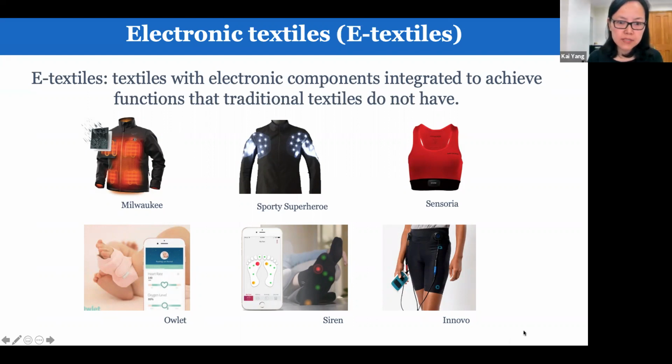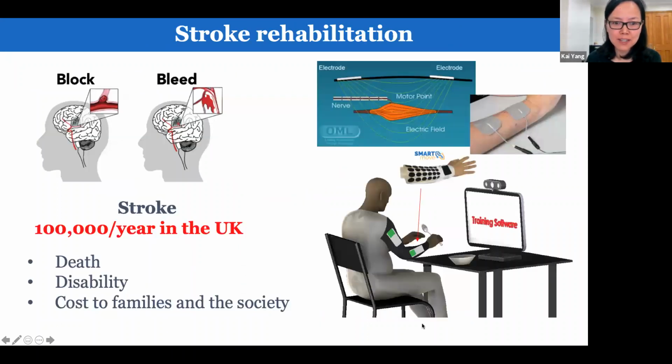So here are some examples. For example, this heating jacket and clothing that can light up, and those with the sensor clipped on, for example, a bra, which can measure activity like heartbeat and oxygen level. And on the bottom are electronic sensors embedded into textile to monitor, for example, baby health, heart rate, and oxygen level, which can be shared with parents. And the socks with the temperature sensor embedded provide early warning of any infection. And the last one is a short with electronic electrodes embedded to exercise the muscle, to strengthen muscle. And next one, please, Yuanyuan.